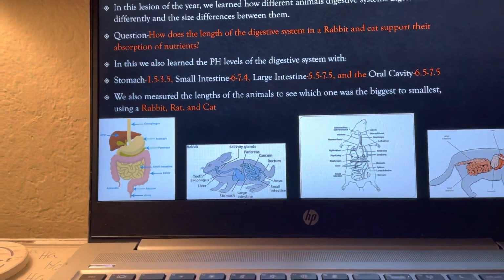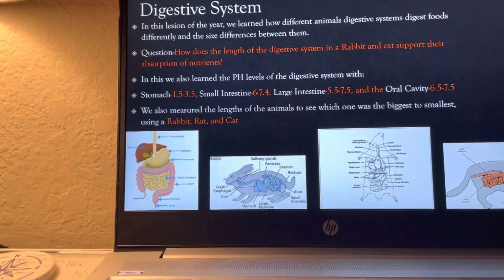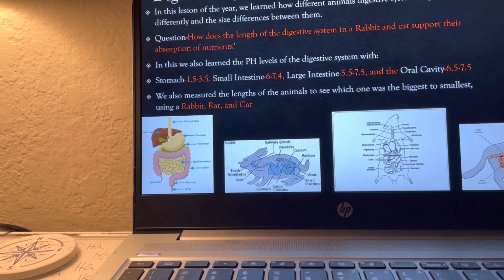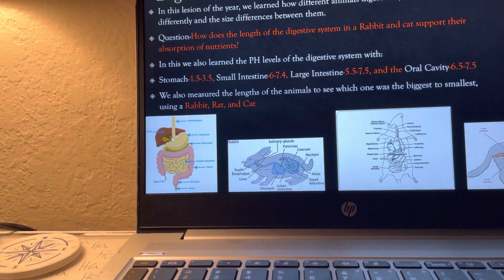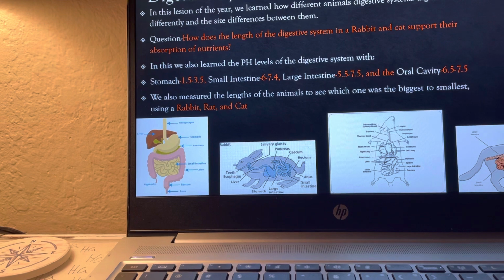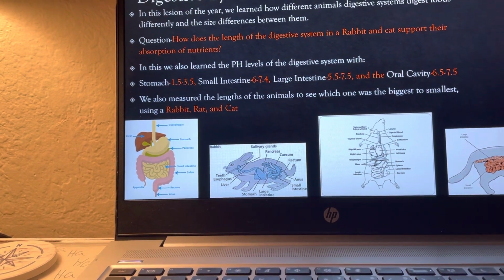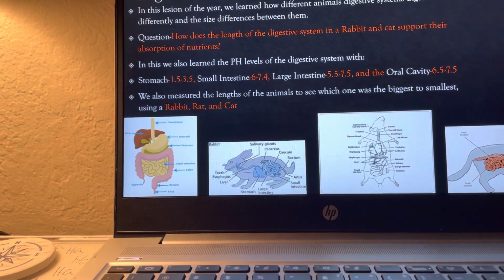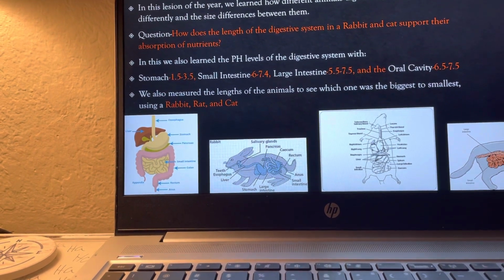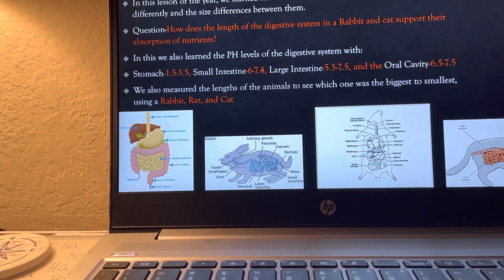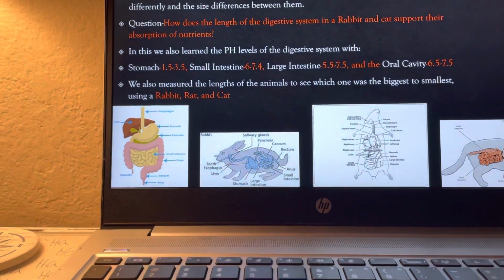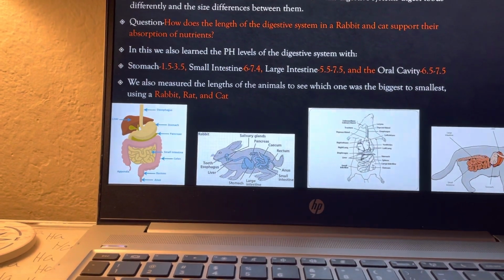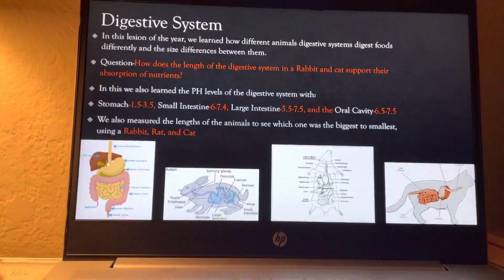In this, we also learned the pH levels of the digestive system, with stomach 1.5 to 3.5, small intestine 6 to 7.4, large intestine 5.5 to 7.5, and the oral cavity 6.5 to 7.5. We also learned the lengths of the animals to see which one is the biggest to smallest, using a rabbit, a rat, and a cat.